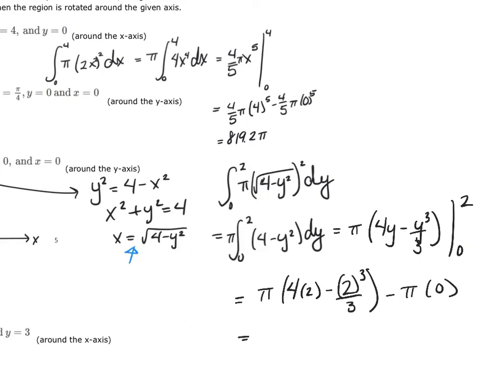So we end up with, let me get my calculator out. I get 8 minus 8 divided by 3, times pi. So my exact answer is 16/3 pi, or approximately equal to, if I multiply that by pi, approximately 16.75516.